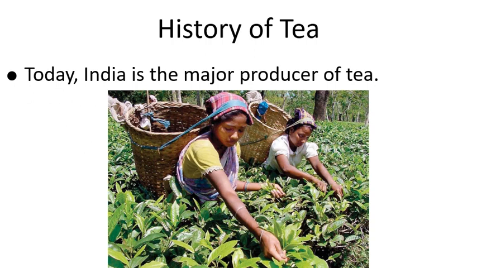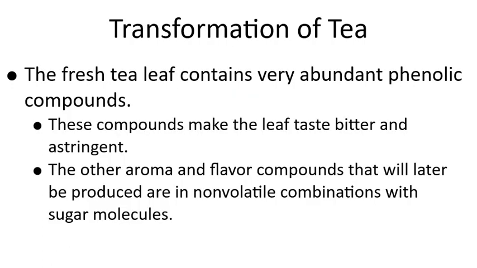As a result, even today, India is the major producer of tea, as the relatively cheap labor and favorable climate provide significant economic benefits, at least to the shareholders, if not for the workers themselves. The fresh tea leaf contains very abundant phenolic compounds. As with the other phenols we've discussed in the past, these phenols taste bitter and astringent, meaning that chewing on the raw leaf isn't a particularly pleasant experience.